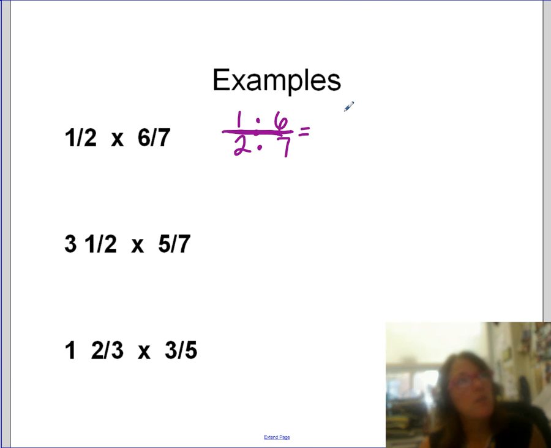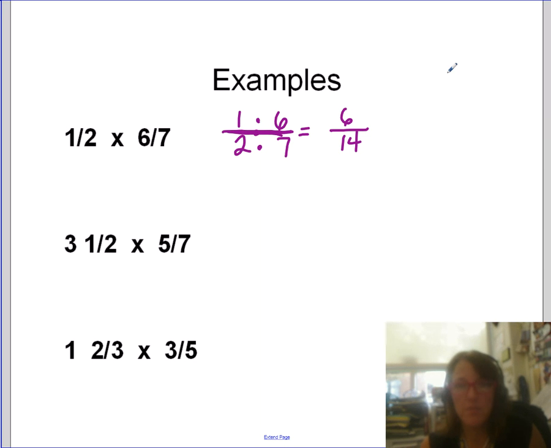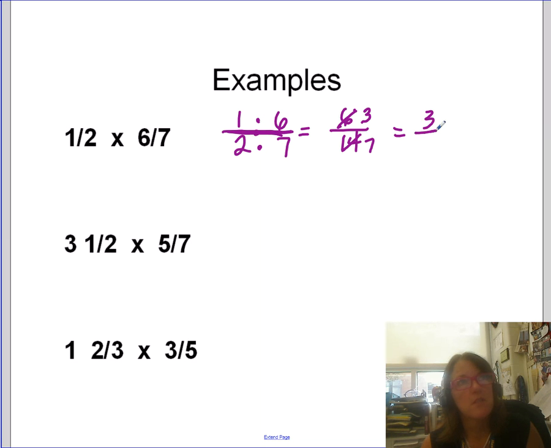So I could say, well, 1 times 6 is 6, 2 times 7 is 14. That's not in simplest form because I say to myself, oh, they both share a common factor of 2. So I need to factor a 2 out of each of these items, the numerator and the denominator, and I get 3/7 in simplest form.